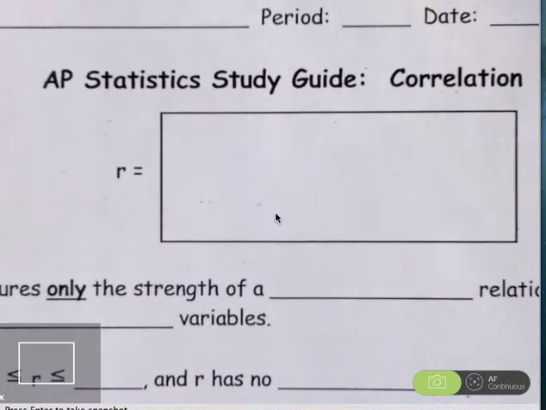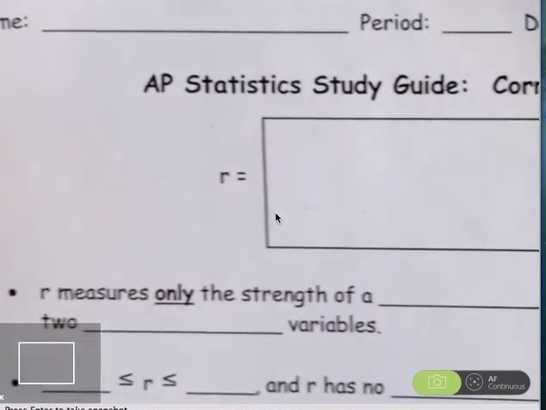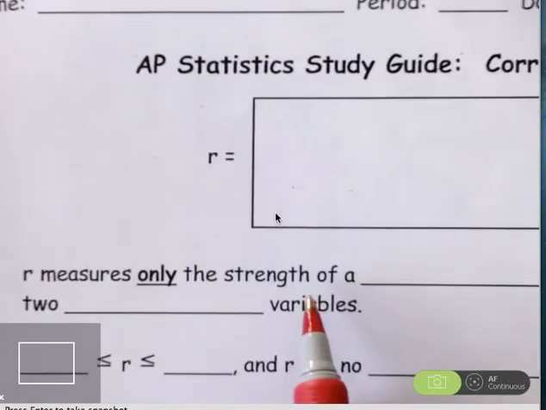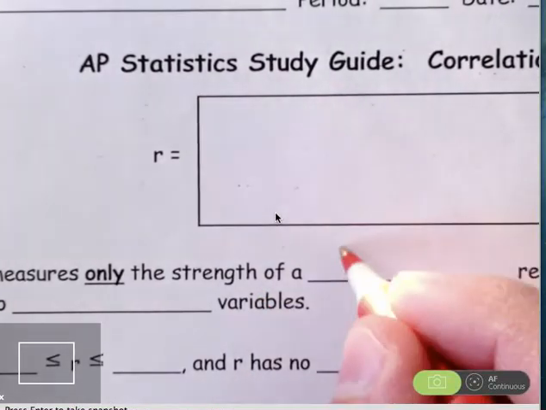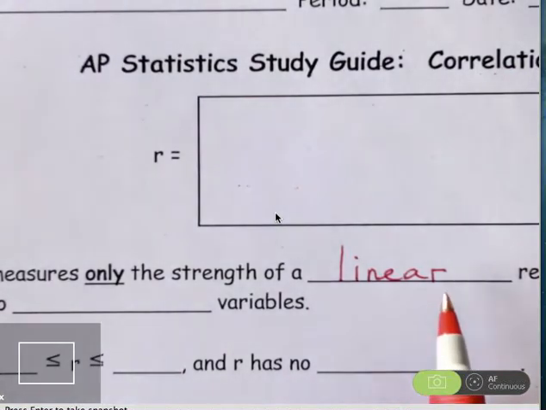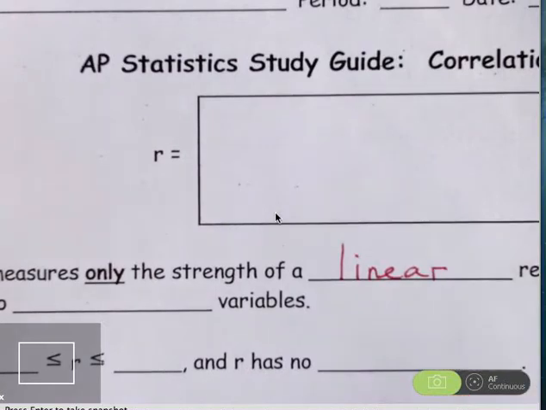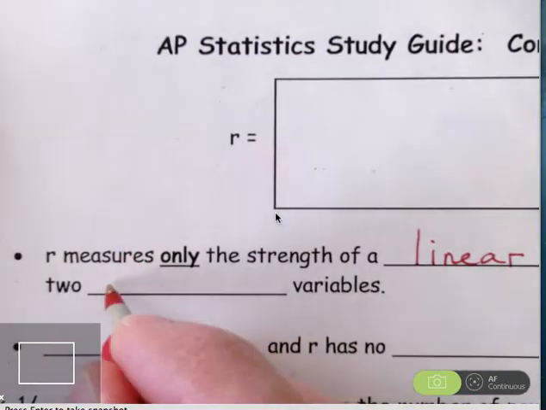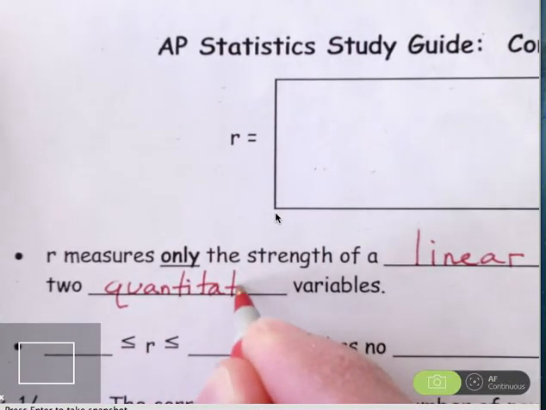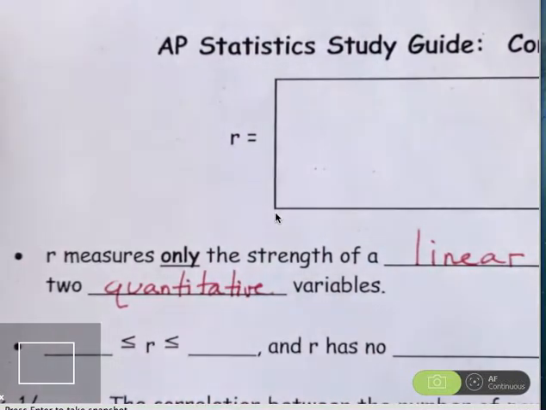So before I give you the formula, R represents the correlation, and it measures only the strength of a linear relationship. So if we have a relationship that is curved, we can't use correlation to represent its strength. And it has to be the relationship between two quantitative variables. So variables which are numeric, we can't take correlation using categorical variables.